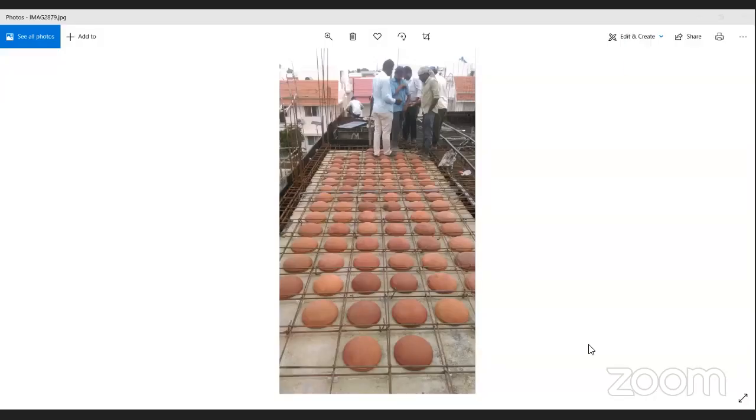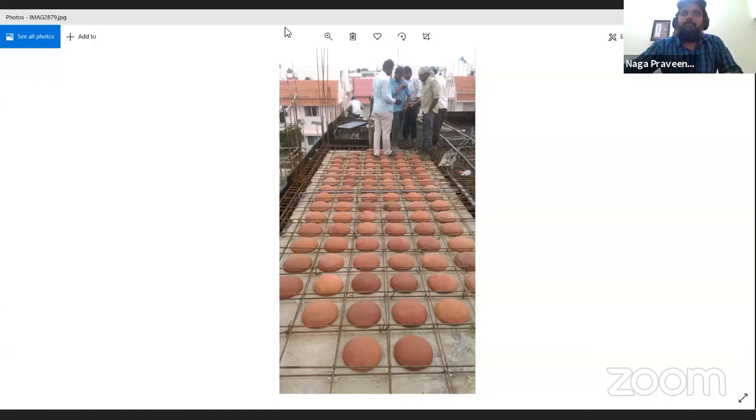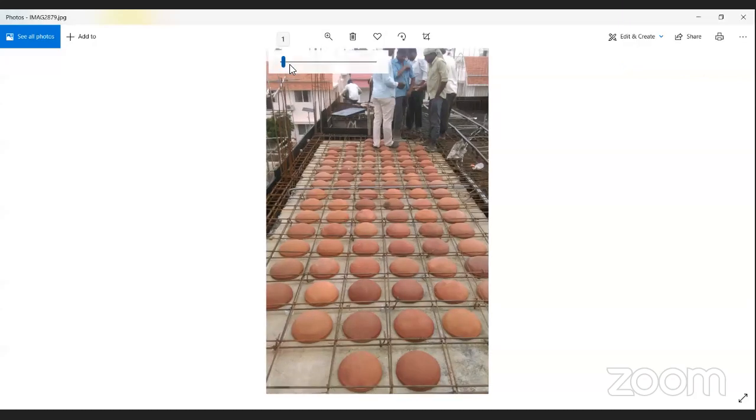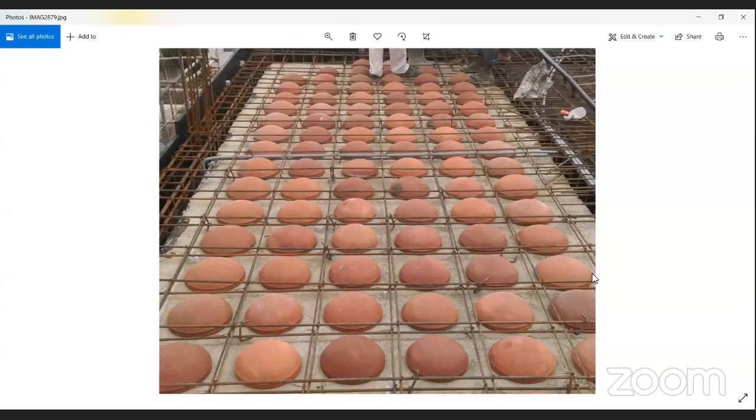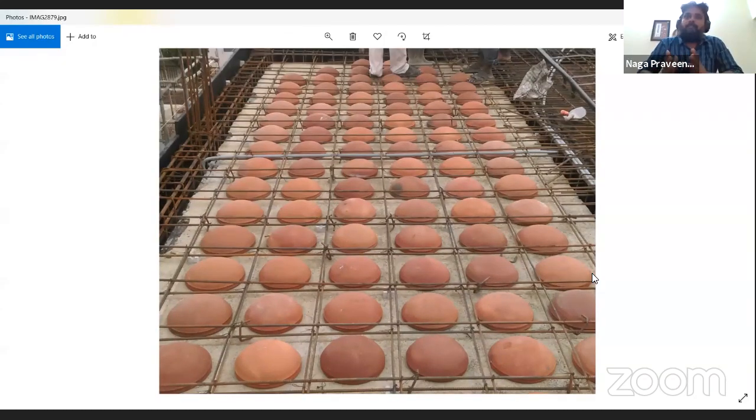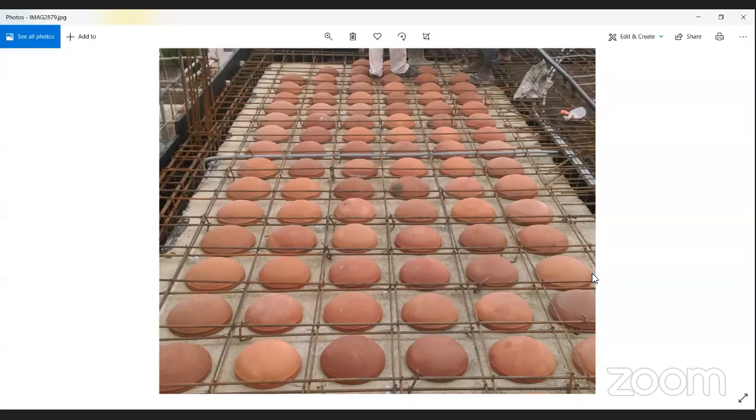Yes, sir. So I think this is the technique where you can be comfortable about the thickness and how it is laid. All the techniques are the same. The only thing is that while laying the slab, you don't have to hurry up. You have to take it slow. That's it.